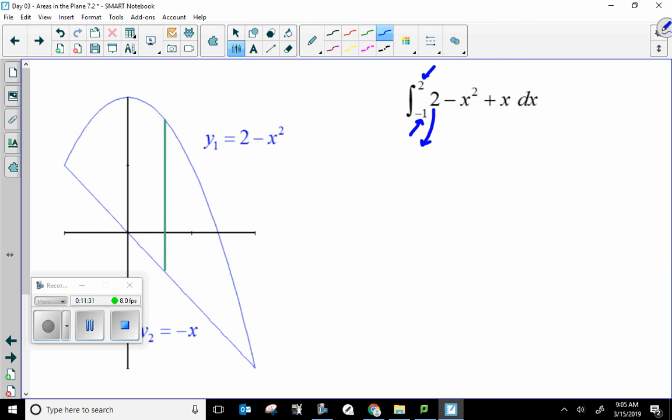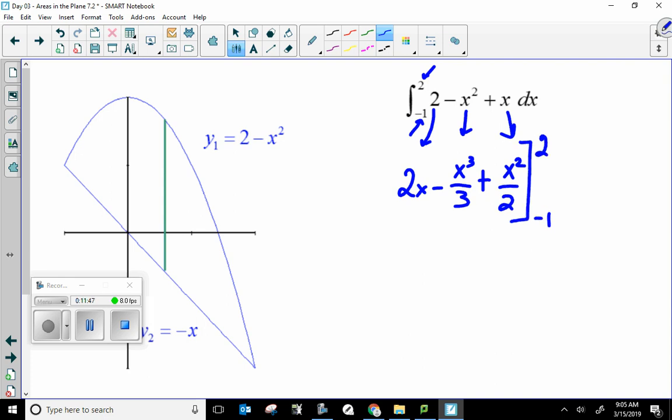So I integrate 2, and I get 2x minus. I integrate x squared, I get x cubed over 3. Okay. Plus, I integrate x, and I get x squared over 2. I want this from 2 to negative 1. So let's be careful and not make mistakes, and let's put the 2 in first. Okay? So it's 2 times 2, I'm putting it in for x, minus 2 cubed, putting it in for x, over 3, plus, putting it in for x, 2 squared over 2.